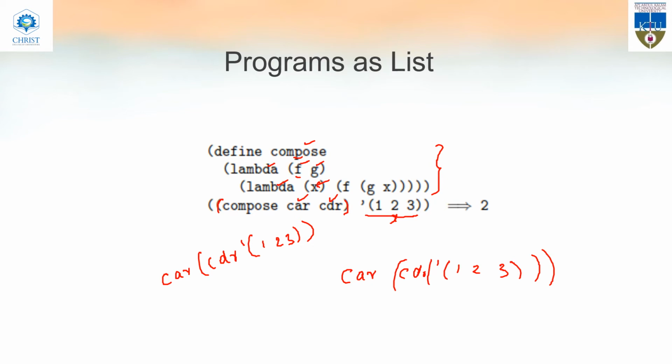What is cdr of the list 1 2 3? That is the tail elements of list 1 2 3, so it is actually list 2 3. Except the head element, everything will be returned. And car of list 2 3, that is the head element of this list, is actually 2, so it will be returned. I hope this program is clear.